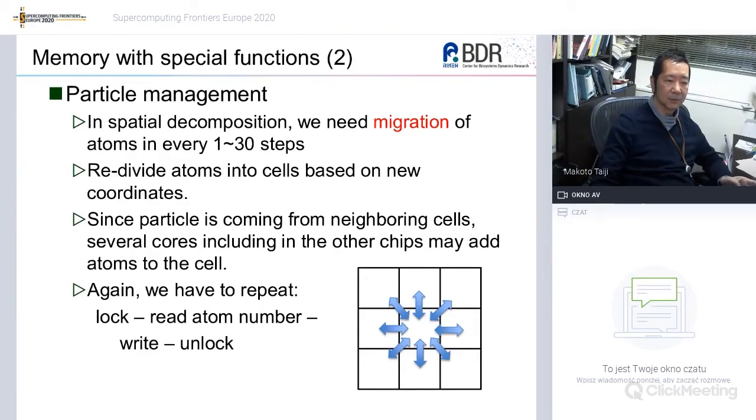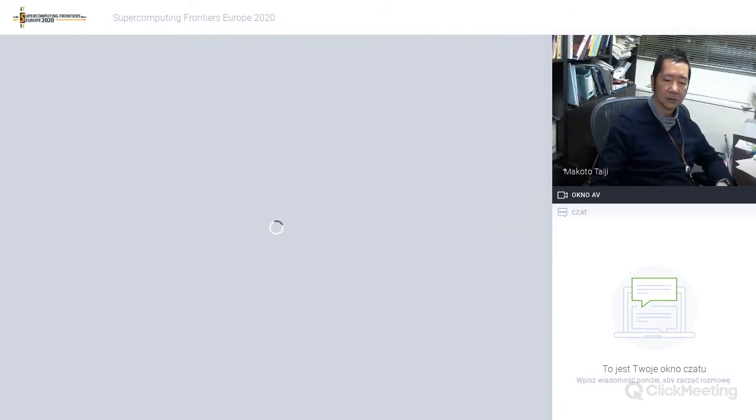Since particles are coming from neighboring cells, several cores, including those on other chips, may add atoms to cells. So this asynchronous addition happens, and we have to repeat lock, read atom numbers, write, and unlock.